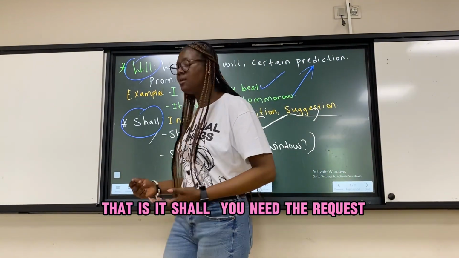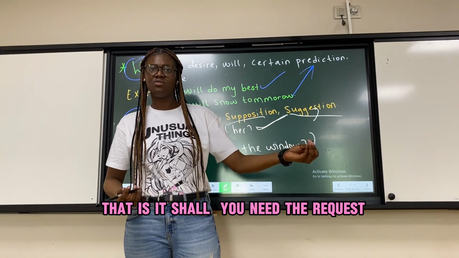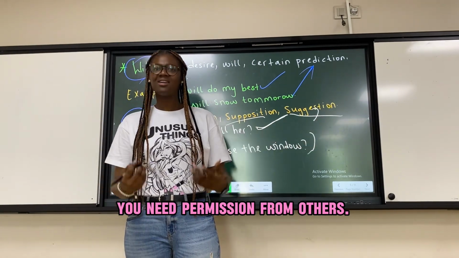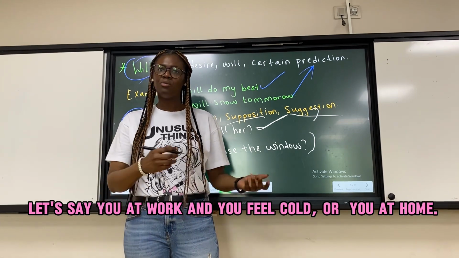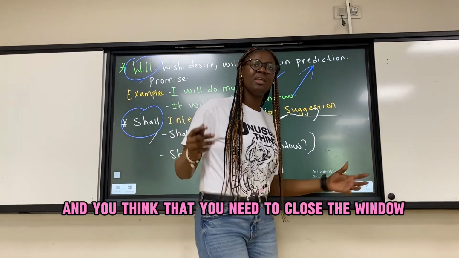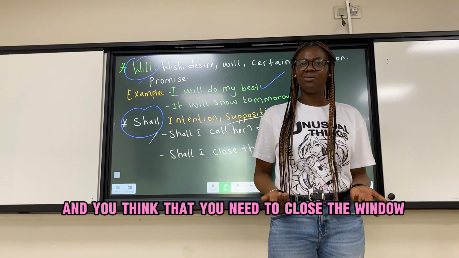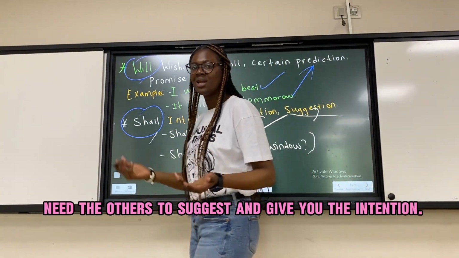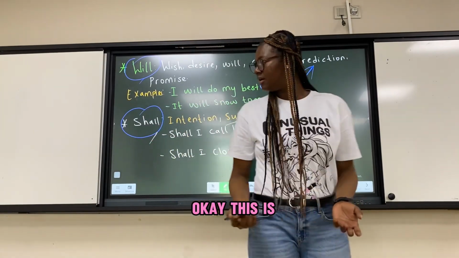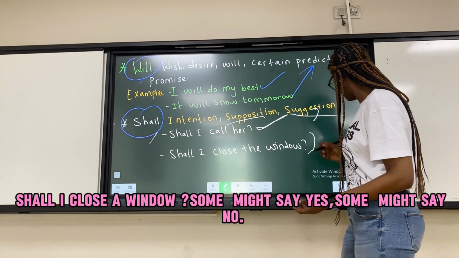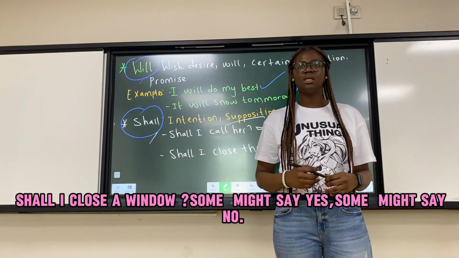That is it, shall. You need the request, you need permission from others. Let's say you're at work and you feel cold, or you're at home, you want to relax, and you think that you need to close the window. You can't just do it. You need the others to suggest and give you the intention. Okay? You say, shall I close the window? Some might say yes, some might say no.